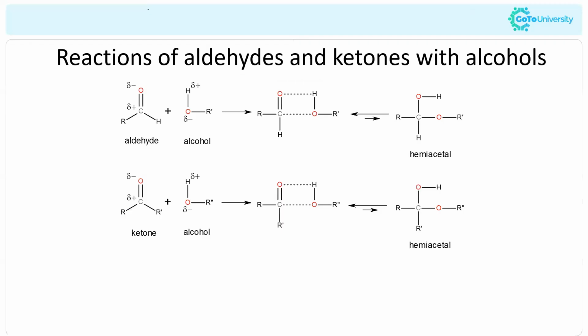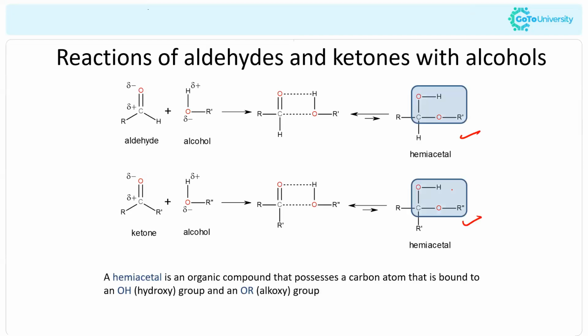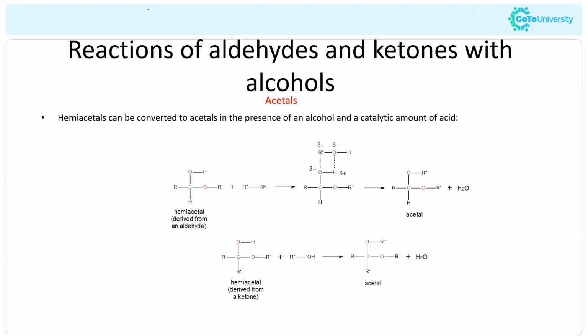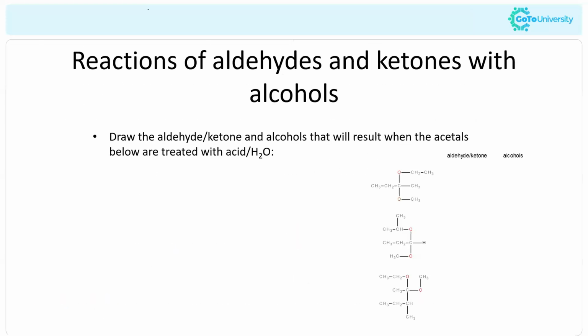Now here we can see the reactions of aldehydes and ketones. It is shown here, the hemiacetal formation from aldehydes and ketones. A hemiacetal is an organic compound containing a carbon atom that is bonded to a hydroxyl group, and the oxygen atom is also there. That's why they are called acetals and hemiacetals. When these hemiacetals react again with alcohol, they are converted into acetals. So first we convert the aldehyde or ketone into a hemiacetal by reaction with alcohol, and the hemiacetal produced reacts again with alcohol to produce the acetal. So these are the reactions.